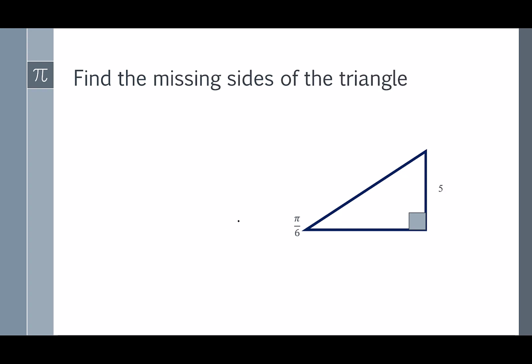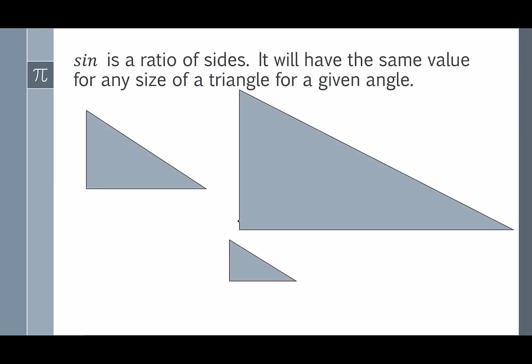Our next triangle asks us to find the missing side of the triangle. So we're given an angle of pi over 6, and I know the opposite is equal to 5. Because I have the opposite, I think to use sine. Sine is a ratio of sides. It will have the same value for any size of a triangle for a given angle.